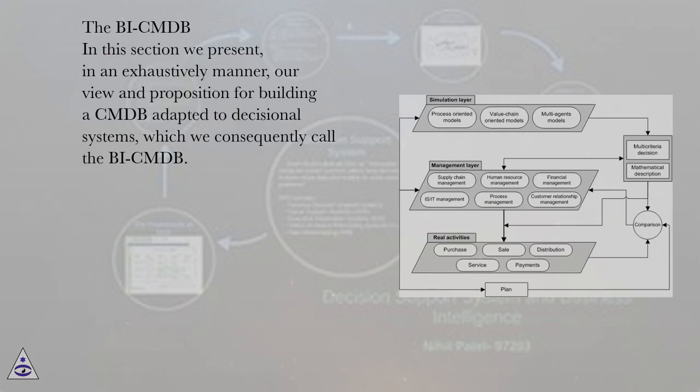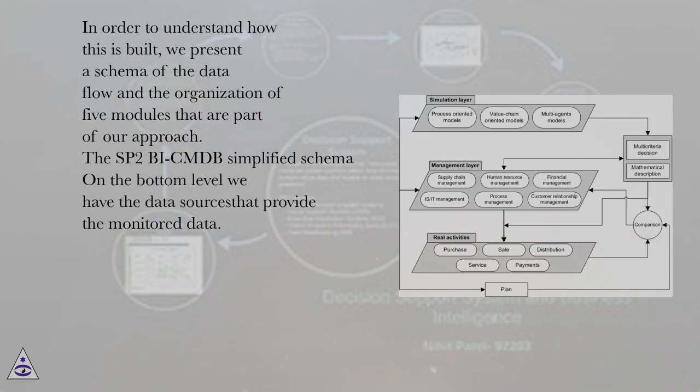The BI-CMDB. In this section we present, in an exhaustive manner, our view and proposition for building a CMDB adapted to decisional systems, which we consequently call the BI-CMDB. In order to understand how this is built, we present a schema of the data flow in the organization of 5 modules that are part of our approach. The SB2 BI-CMDB simplified schema.